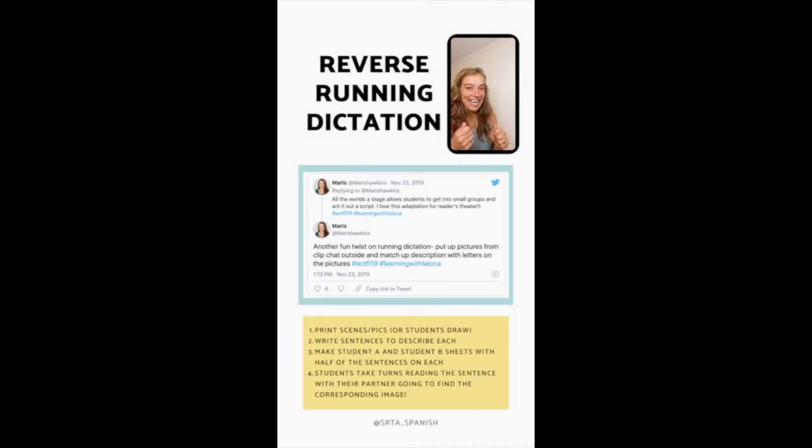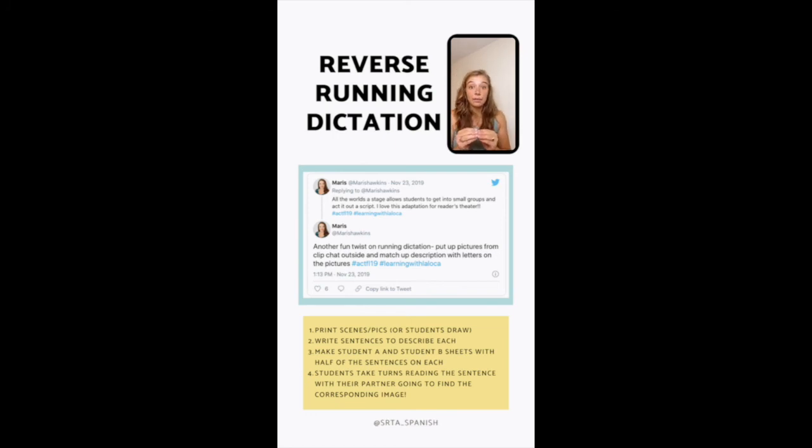All right, student A has their piece of paper with their 5 sentences on it. Student B does not have a piece of paper yet, okay? Student A is going to read one of the sentences. And remember, our sentences describe our pictures. So they're going to read the sentence out loud to their partner.